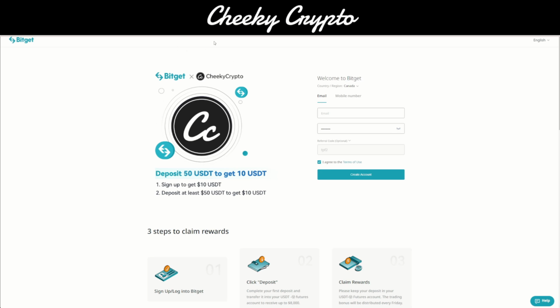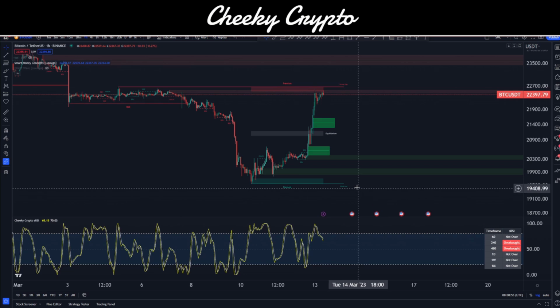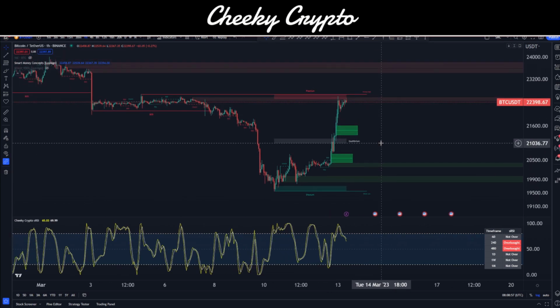Let's check it out. Some smart money concepts on Bitcoin here. Take a look at what's going on from the overarching structure.